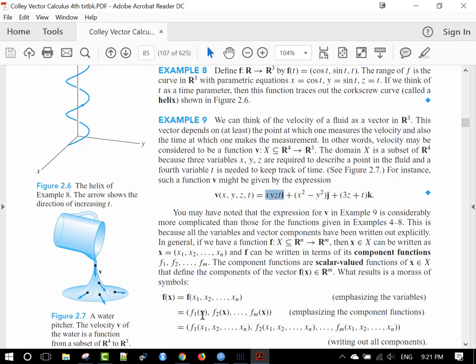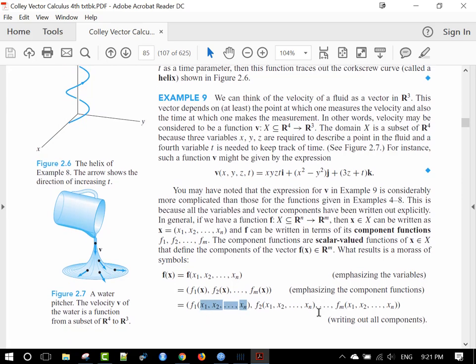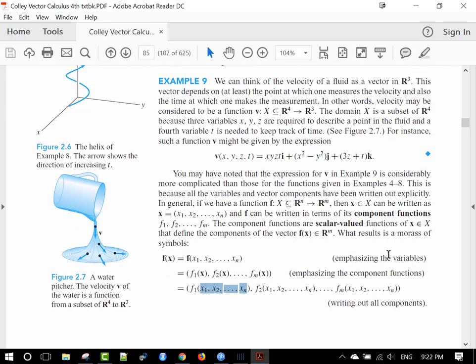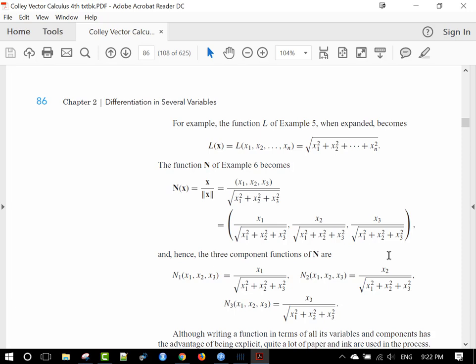Okay, so we can write it like this, or we can even write it like this, where we write out all the elements of the input here, and this is the first component function. Okay, so this is kind of messy, as she says, a morass of symbols, but we could write it out like that. For example, this function was the length function.